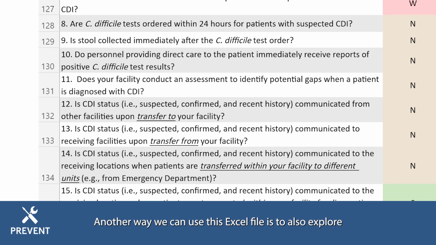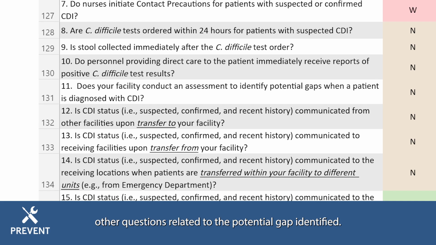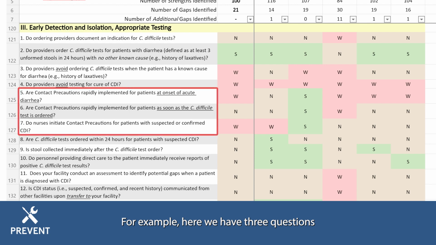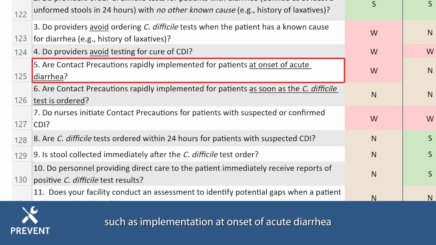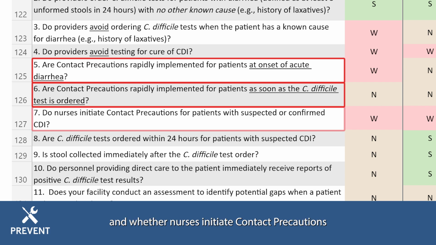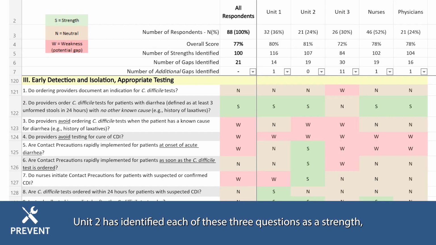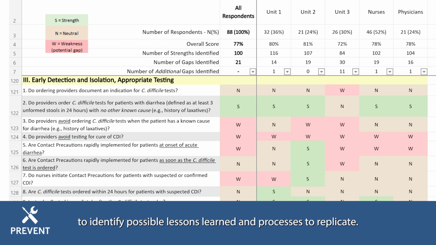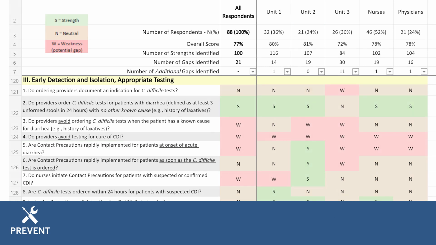Another way we can use this Excel file is to also explore other questions related to the potential gap identified. For example, here we have 3 questions relating to implementation of contact precautions, such as implementation at onset of acute diarrhea and as soon as the C. difficile test is ordered, and whether nurses initiate contact precautions for patients with suspected or confirmed CDI. Similar to the first question, Unit 2 has identified each of these 3 questions as a strength, providing an opportunity to review their practices to identify possible lessons learned and processes to replicate.